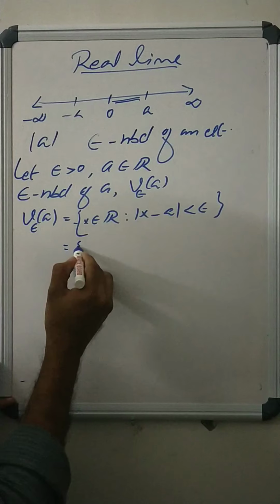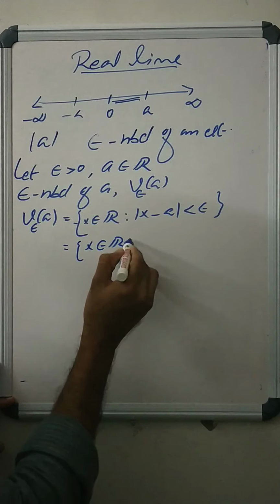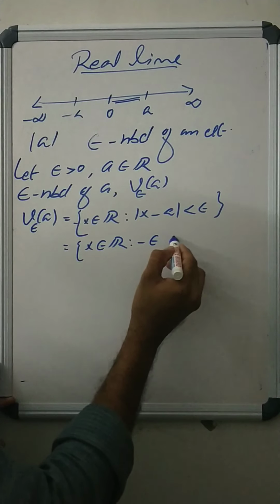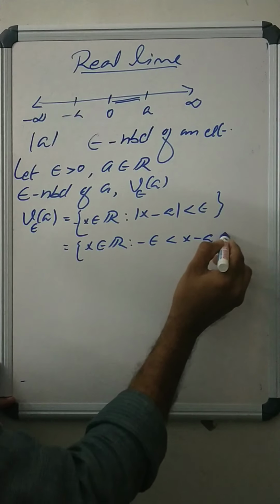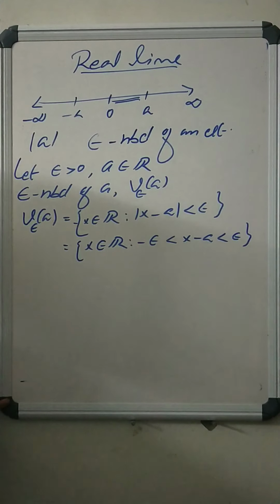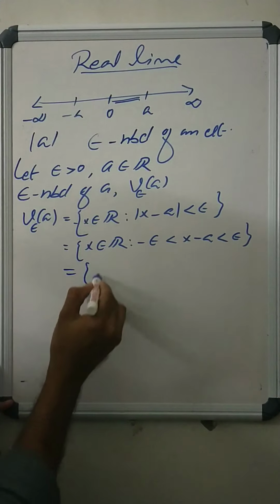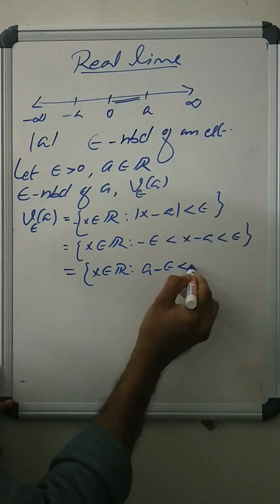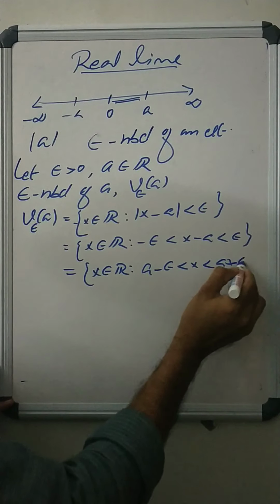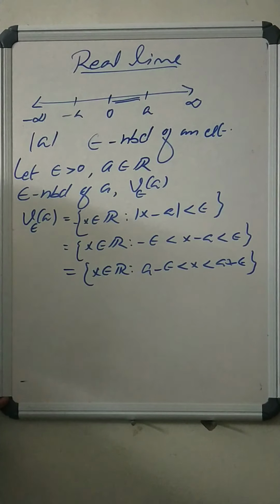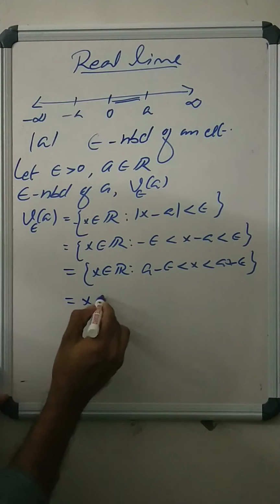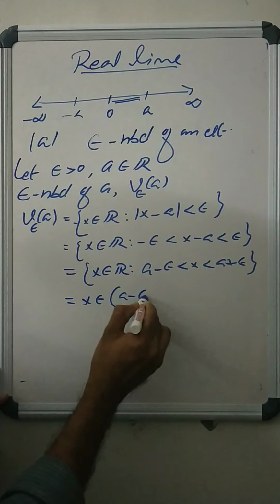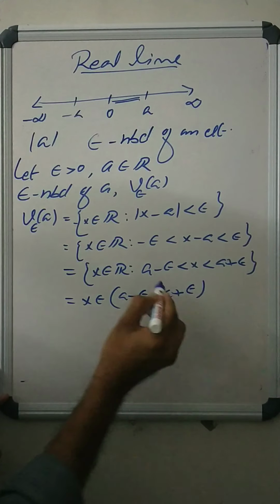That is the set of all x in R such that minus epsilon less than x minus A less than epsilon. That equals the set of all x in R such that A minus epsilon less than x less than A plus epsilon. That means x falls in the open interval A minus epsilon to A plus epsilon.